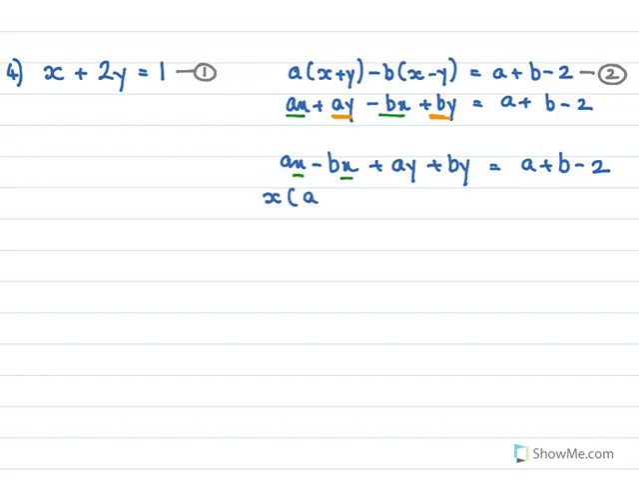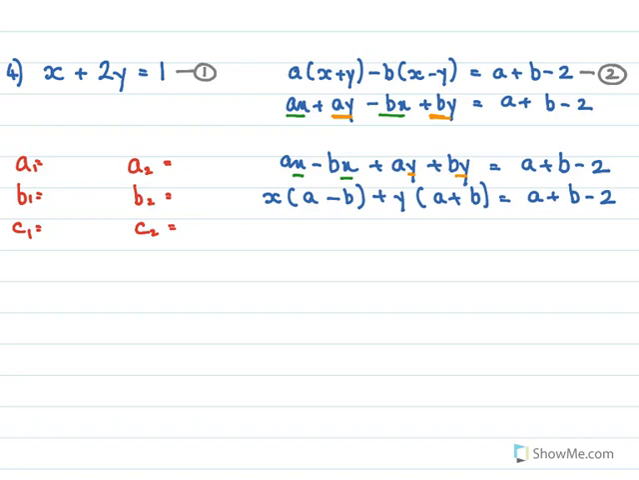So when I take x common out, what remains is a minus b, and in the other I'm going to take both y terms, so I will take y common out, so plus y, what remains is a plus b equals to a plus b minus 2. Now my equations are ready, so I need to find out what is a1, b1, c1, a2, b2, c2.